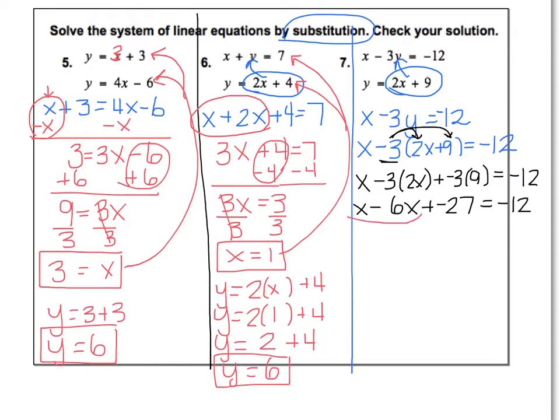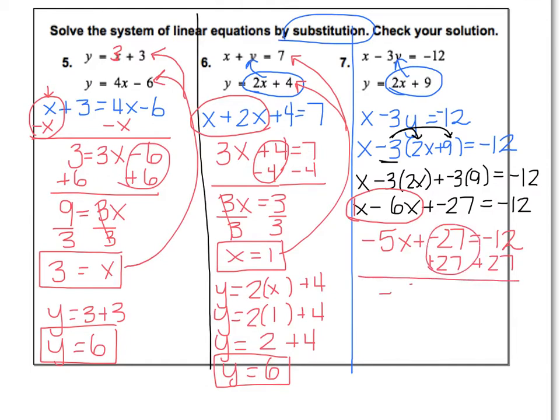Because the x and the minus 6x are on the same side, I can take 1x minus 6x and get a negative 5x. You have to be very careful with your signs, and that's why I would always double check with a calculator on these ones. Because if you make a negative a positive, it throws off your entire problem. From here, we've got to get the x by itself, so I'm going to add 27 to each side.